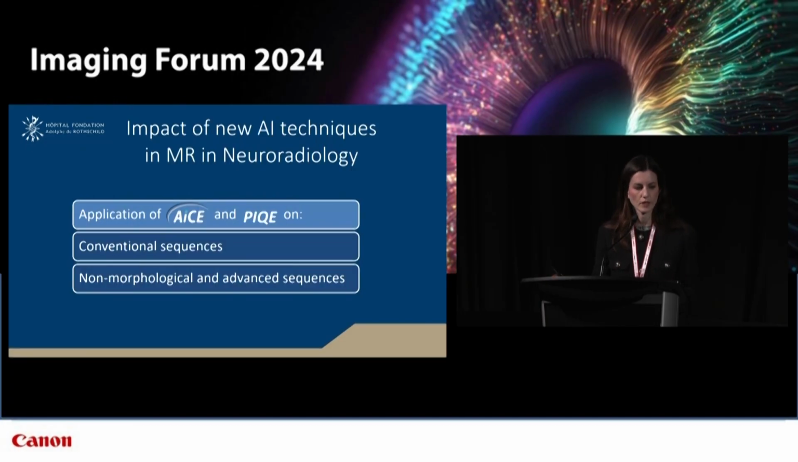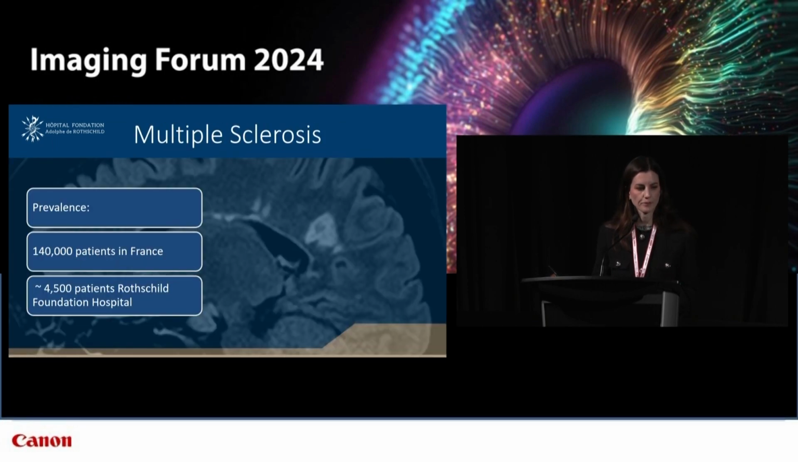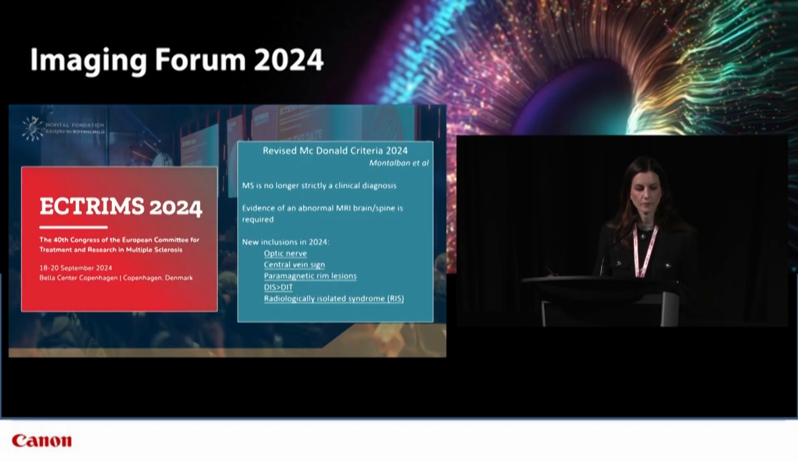So for the purposes of this talk, I'm going to show you examples of the effect of ACE and PEAK on conventional sequences and non-morphological and advanced sequences. To do so, I'm going to illustrate it mainly on multiple sclerosis, which we all know is the leading cause of disability in young adults and something that all radiologists have encountered at some point in our careers, and a disease in which lesion detectability is crucial. I don't know of any department that isn't under pressure to scan more and more patients all of the time, and we need solutions to maintain image quality and enhance our diagnostic accuracy, but without the time penalty.